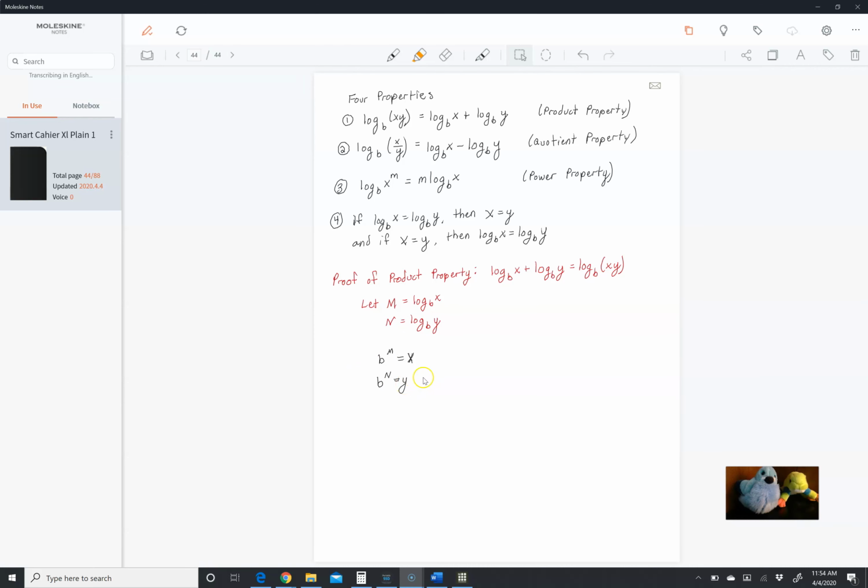Okay? Now we're going to multiply these, and the reason why we're going to multiply these is because we multiplied here. So we kind of just want to see what happens. I'm going to move this up here, just in the interest of space. And we get b to the m times b to the n, and that's equal to x times y. Now we can combine these because b to the m times b to the n, we have the same base, so we can add the exponents.